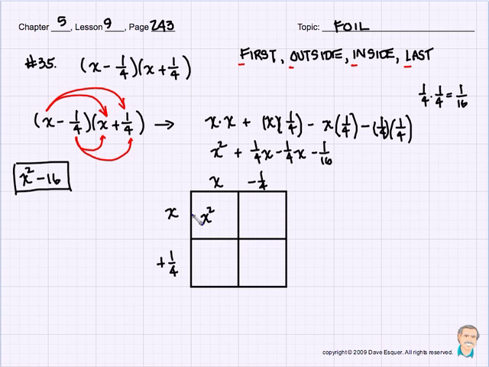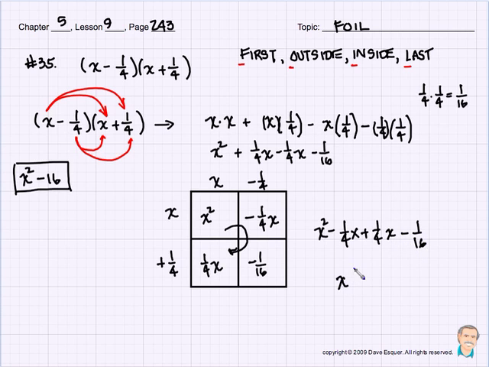So x times x is x squared. x times a negative 1/4 is negative 1/4 of an x. x times a plus 1/4 is 1/4 of an x, and that's a positive. And 1/4 times a negative 1/4 is a negative 1/16. And if we add up everything that's inside, we end up with x squared minus 1/4 x plus a fourth of an x minus 1/16.